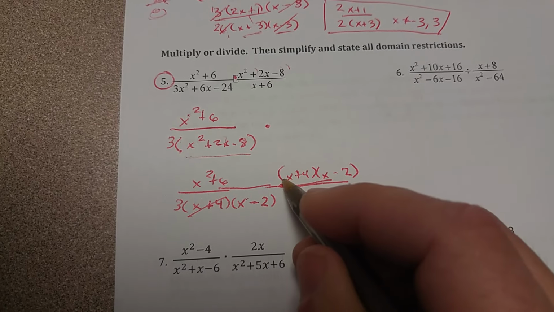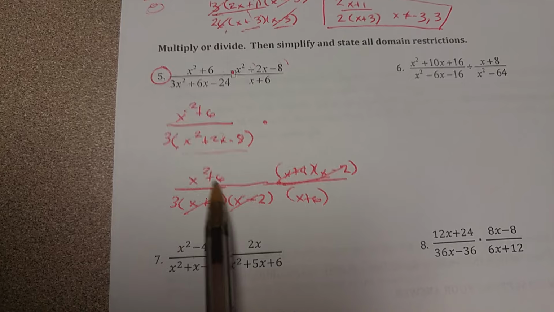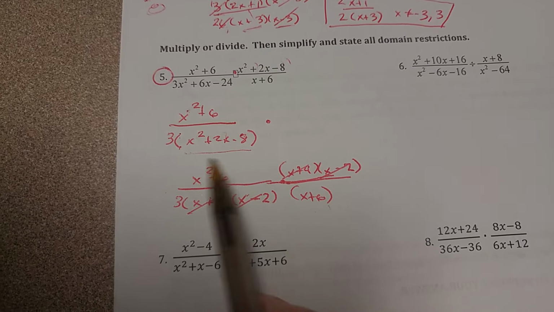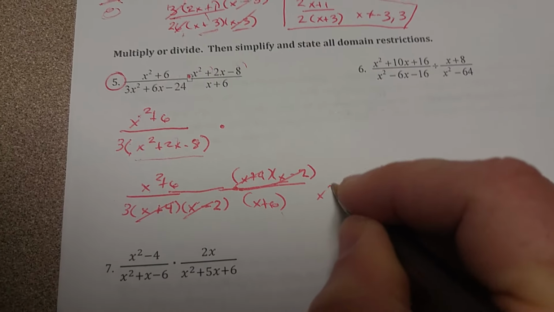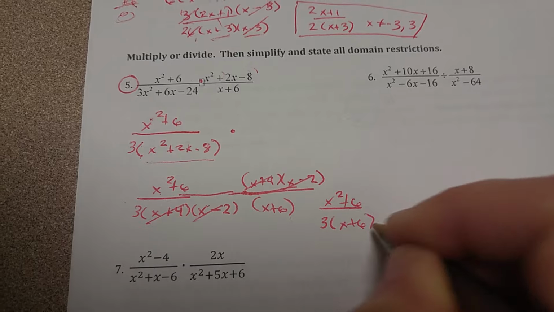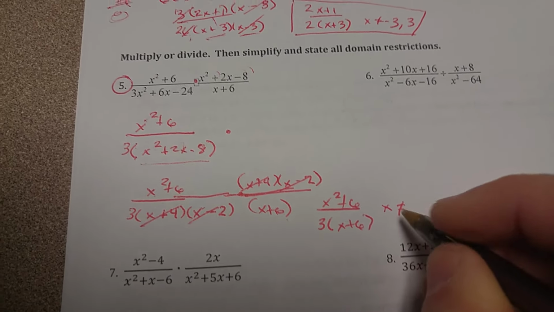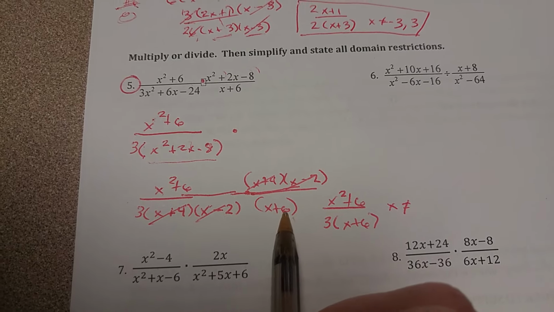Okay, so this cancels and this cancels. And you have to be really careful because x squared plus 6 and x plus 6 look similar, but they are not the same, so they do not cancel. So the answer here is x squared plus 6 over 3 times x plus 6. And the domain restrictions are negative 4, positive 2, negative 6.